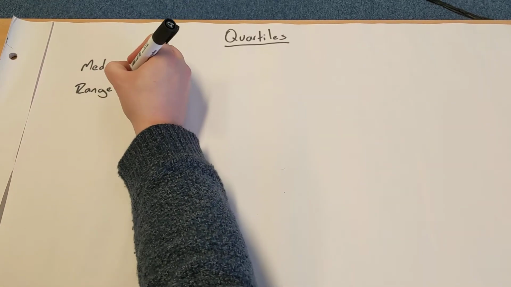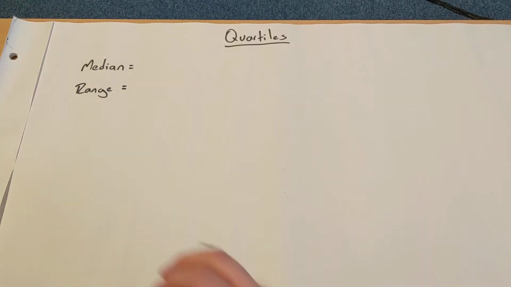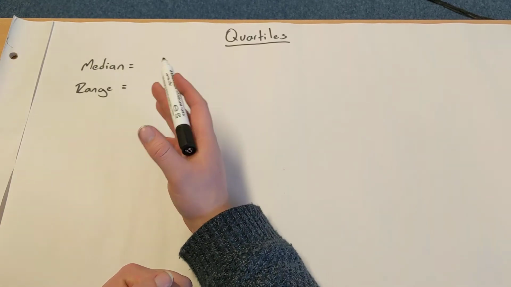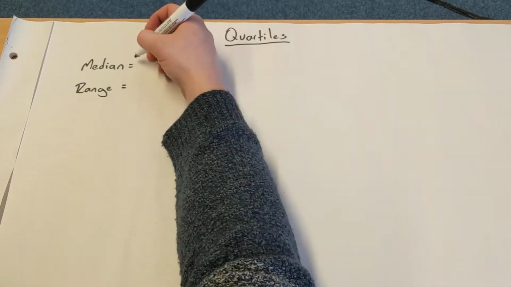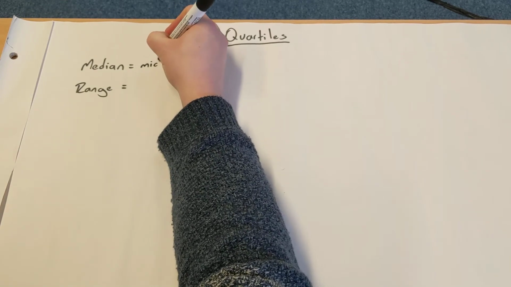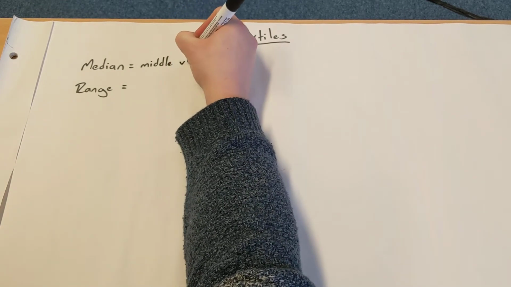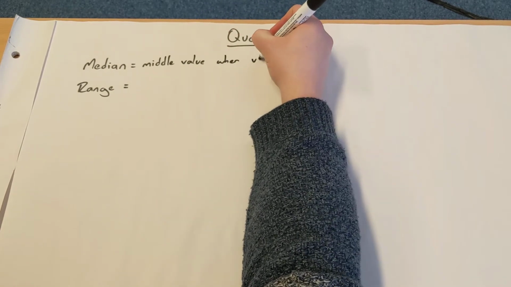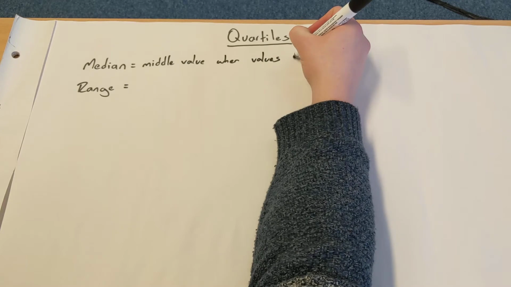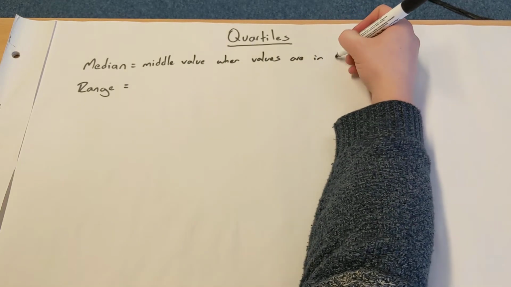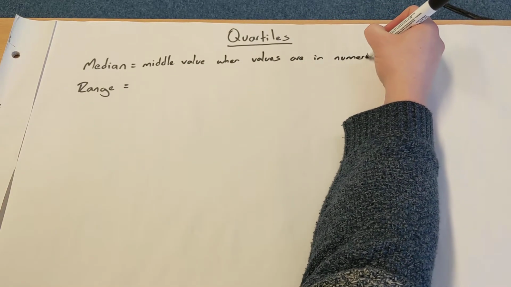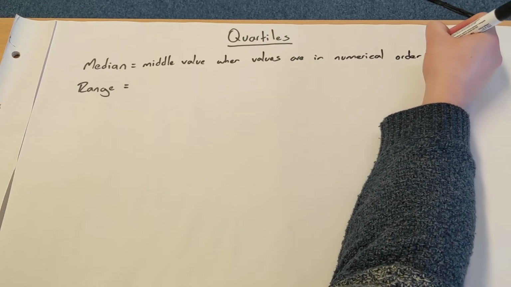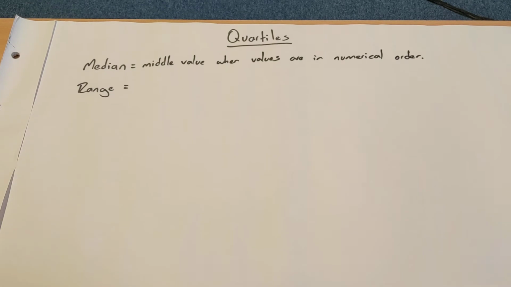So median, which hopefully we're familiar with, the median is the middle value when the values are put in numerical order. So middle value when values are in numerical order. We'll go over this in some examples so you fully see what that means, but hopefully you remember.